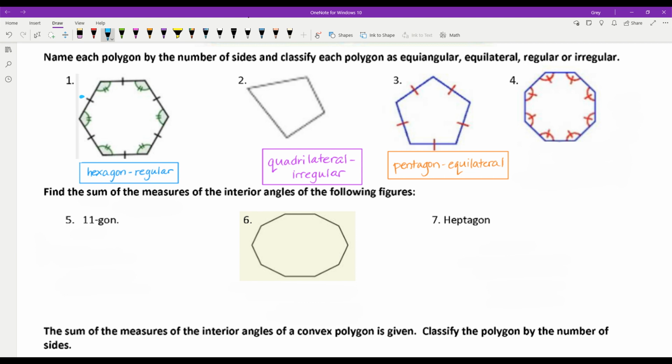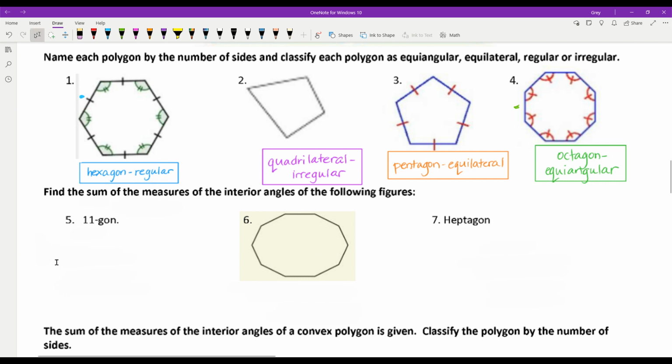And last but not least, start with whichever side you want to start counting. So 1, 2, 3, 4, 5, 6, 7, 8. 8 sides is an octagon. And an octagon, it has all the angles equal, so it is equiangular.